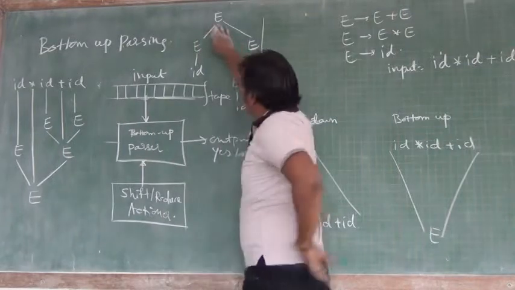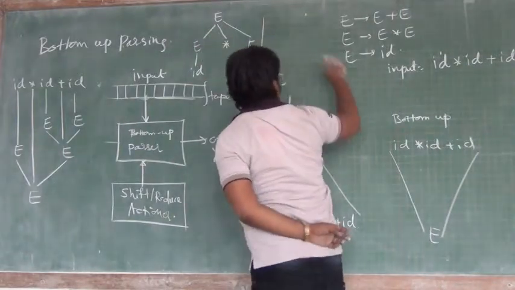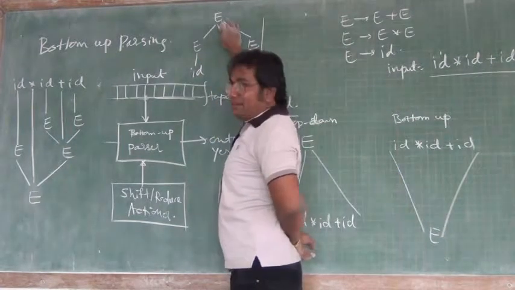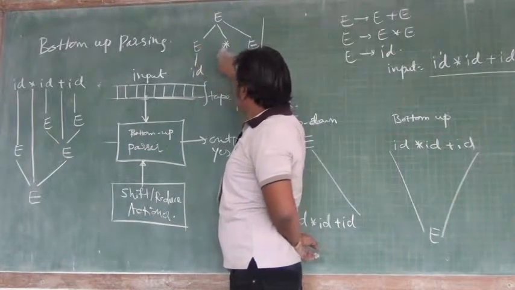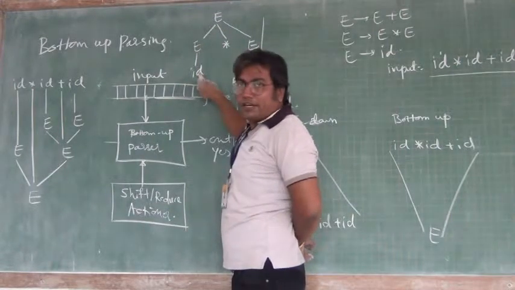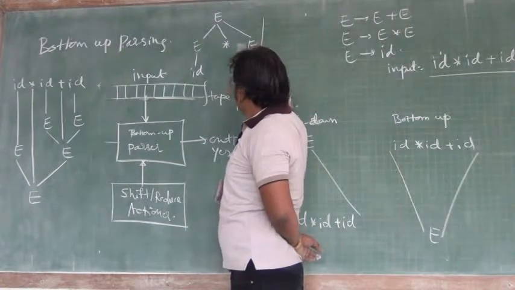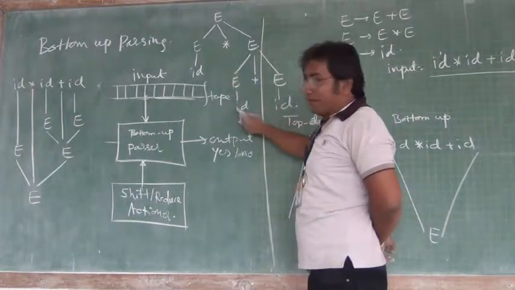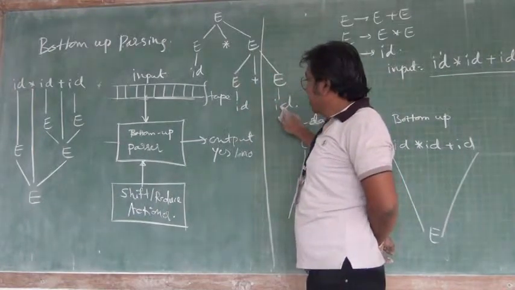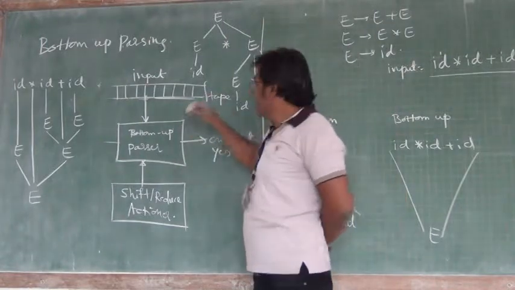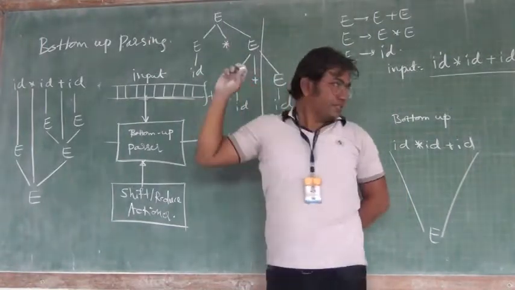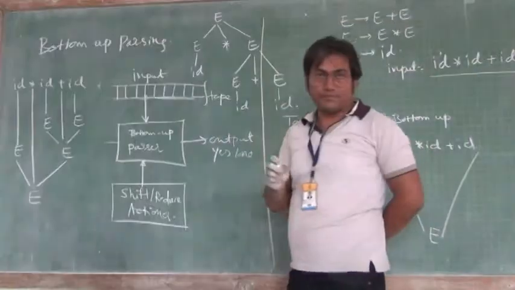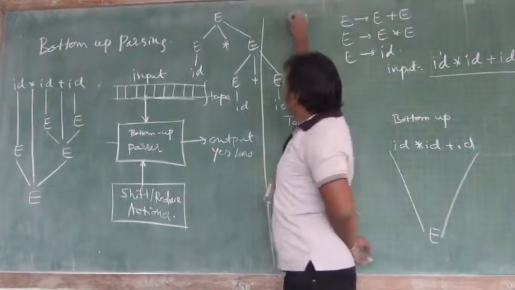E, expression, my input is what? id star id plus id. So in the top-down approach, I started with E, that I expanded to E star E. E I expanded to id star. This is a terminal. Then E I expanded to E plus E. E I expanded to id. This E I again expanded to id. So what I got ultimately is id star, please correct, id star id plus id. This is called the top-down approach.